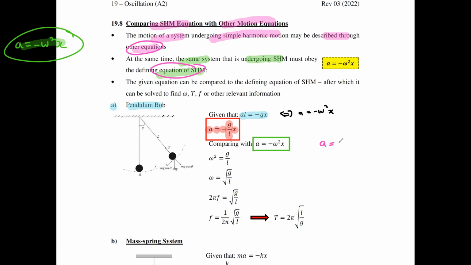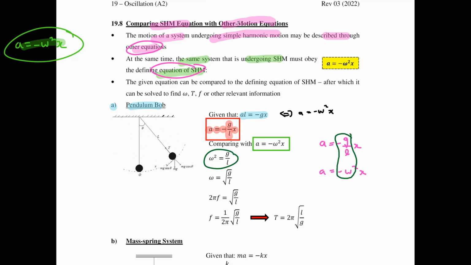So from here, maybe it would be better if I try to write it out here. If a equals negative g over L x and a equals negative omega squared x, you can make a direct comparison where you say that negative g over L is equal to negative omega squared, or rather omega squared is equal to g over L. You just omit the negative.